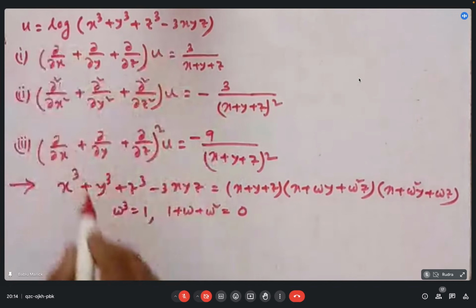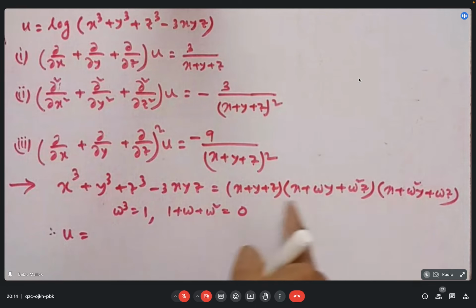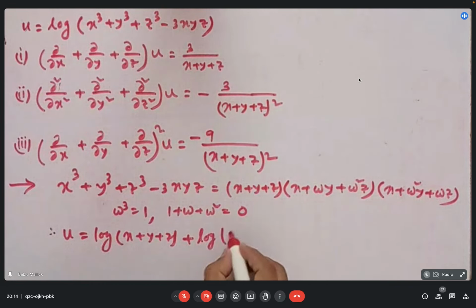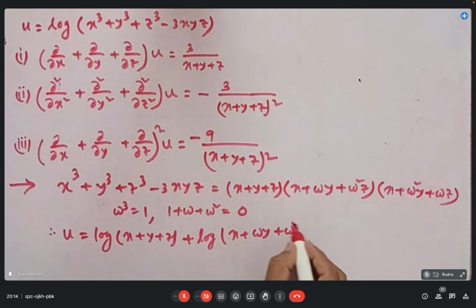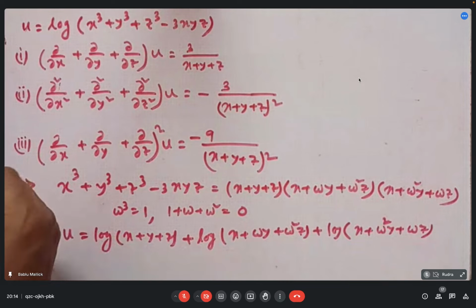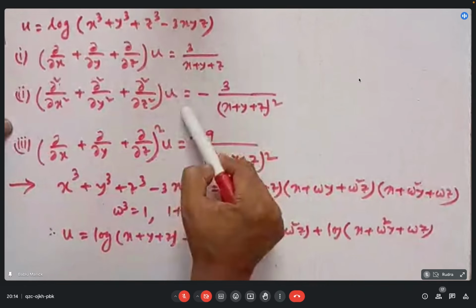So here u is log of this thing. Therefore, what are you getting? u is equal to log of x plus y plus z, plus log of x plus omega y plus omega square z, plus log of x plus omega square y plus omega z. And then just differentiate. I think you will get this. All of you will do this sum.